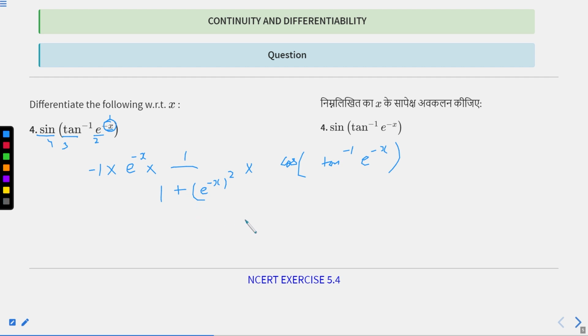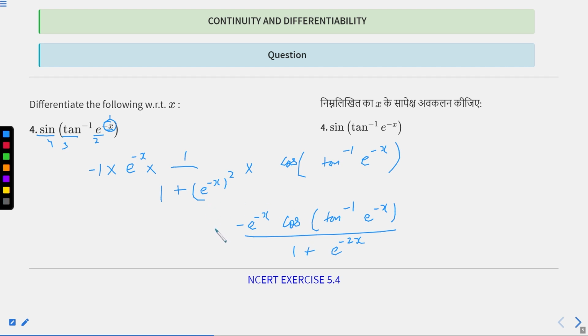So this will be e minus x minus 1. Sorry, it's in a product. So minus e power minus x multiplied with cos tan inverse e minus x divided by 1 plus e minus 2x. That's it. You will get your answer as this.